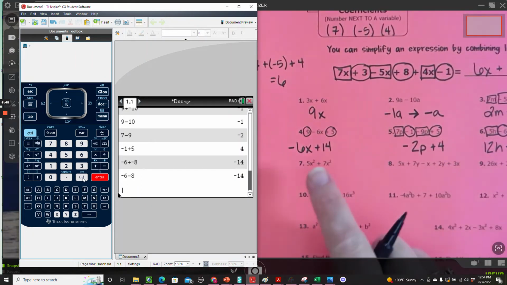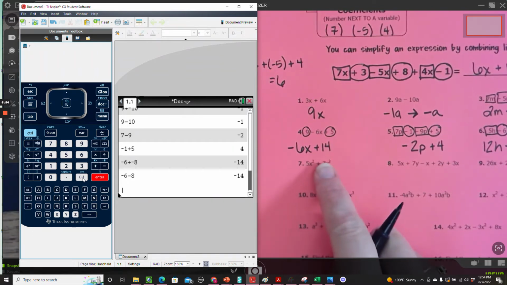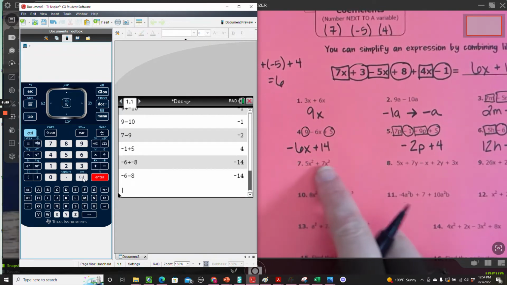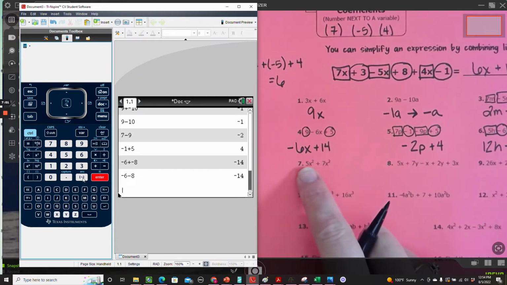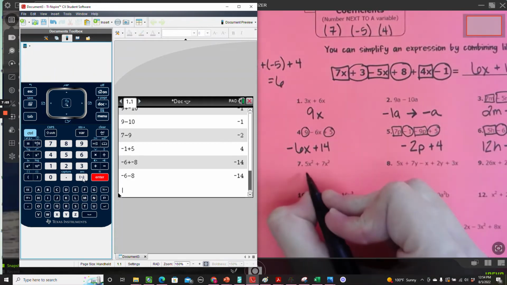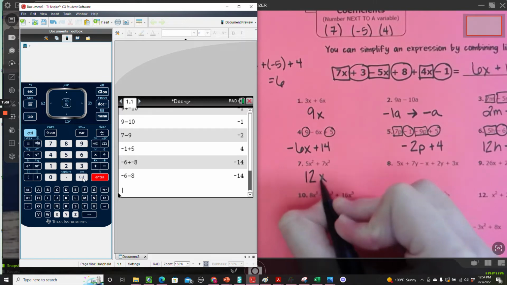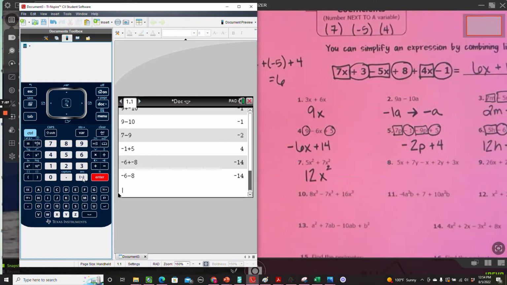All right, here's what we talked about: exponents. So the letters are the same, the exponents also have to be the same. So if you've got exponents, x squared and x squared, those have to match. So for this one, I'm just going to add 5 plus 7, which gives me a 12, and then I just tack the variable and its exponent onto the end. So again, the variable also has to be the same.